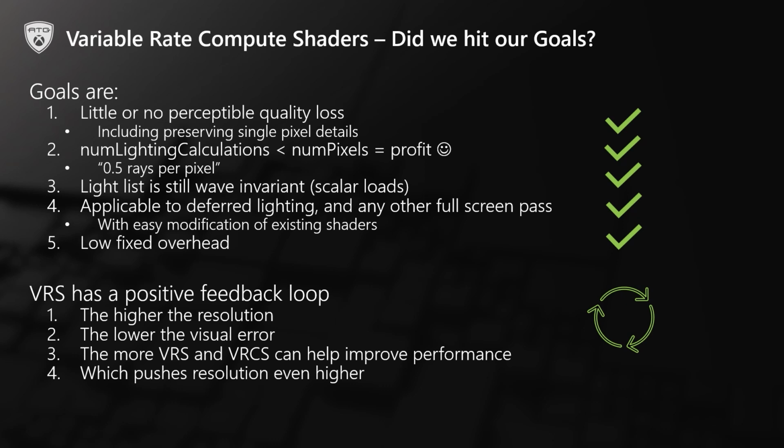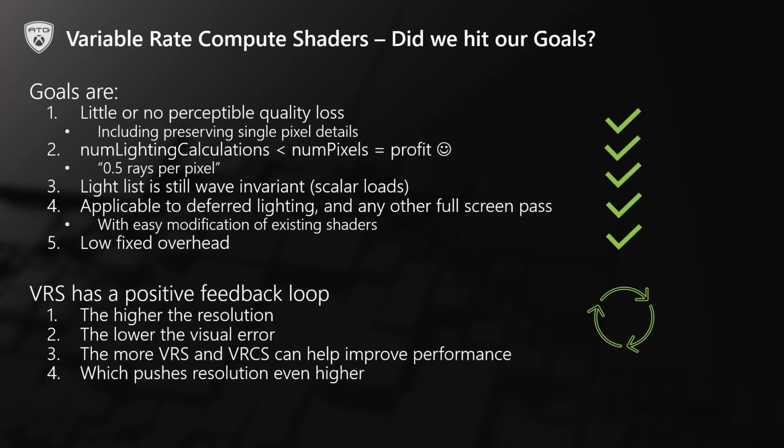In this case, we have applied this to deferred lighting. It could be applied to any full screen pass. It's easy to modify any shader with the prefix and postfix functions, and just reuse the buffers we've built and the lighting count we've built. And finally, we have a low fixed overhead. You do not have to have, say, very many lighting calculations at all for this to be a net win. So it's very hard for this to be a net loss, in fact.